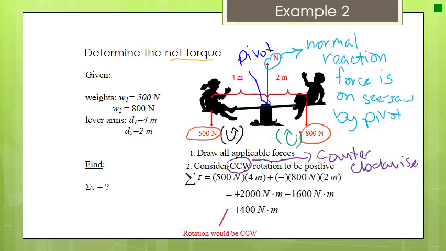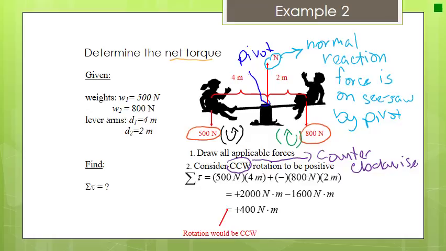Now, the moment she produces, or the torque she produces, is this. It will be 500 newtons multiplied by 4 meters. That will be the moment that the weight of the girl produces. Now, the weight of the boy will produce a moment or a torque about the pivot of 800 newtons multiplied by 2. So if you do a simple arithmetic, you'll be able to see that you'll get positive 400 newton meters. Now, positive means it's counterclockwise. So basically, the net torque is 400 newton meters counterclockwise.